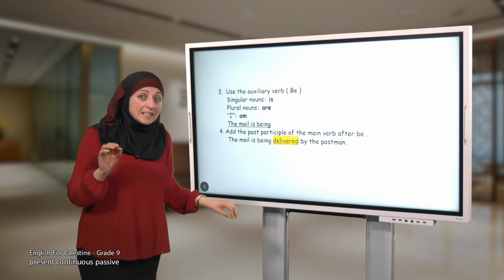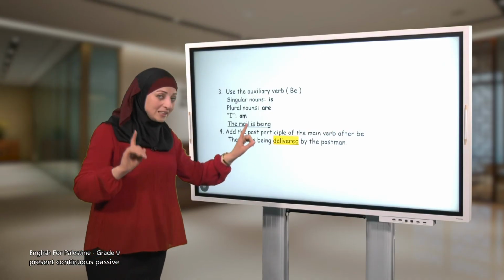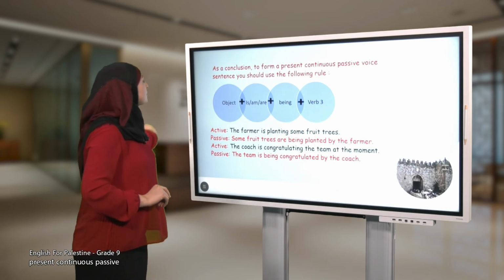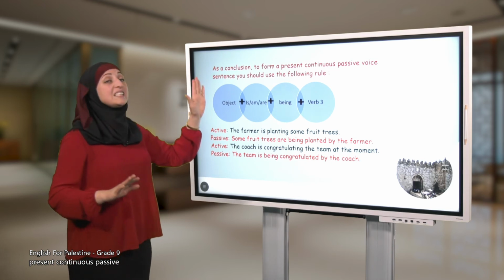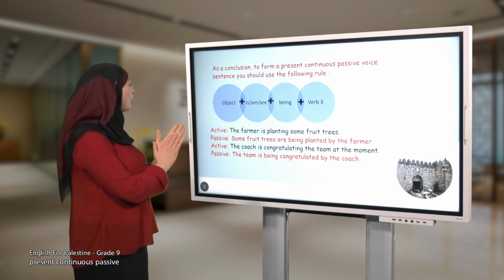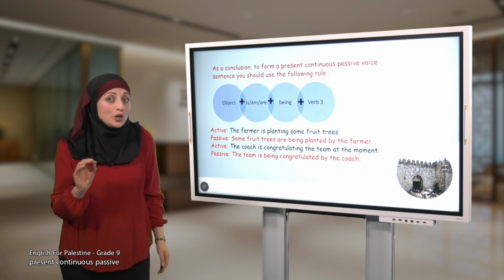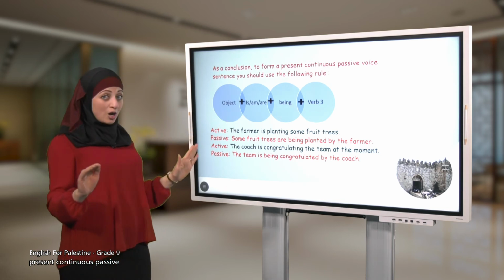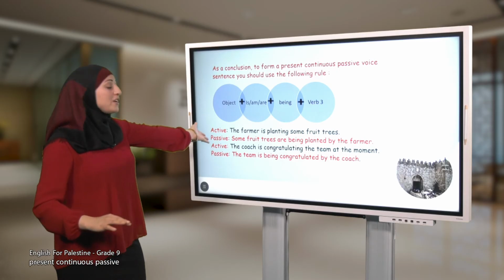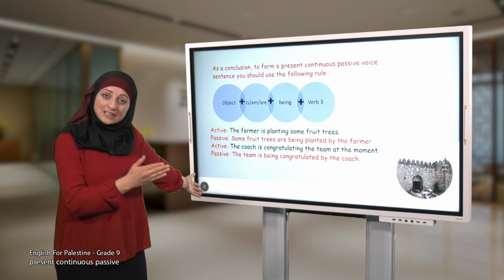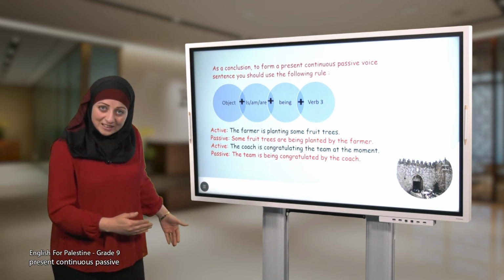Postman here is the agent. Let's continue. So, as a conclusion, to form present continuous passive voice sentence, I should follow this rule. I will start with the object, then I will use auxiliary verb to be plus being plus verb 3. I have examples here. I have active sentences and passive sentences.